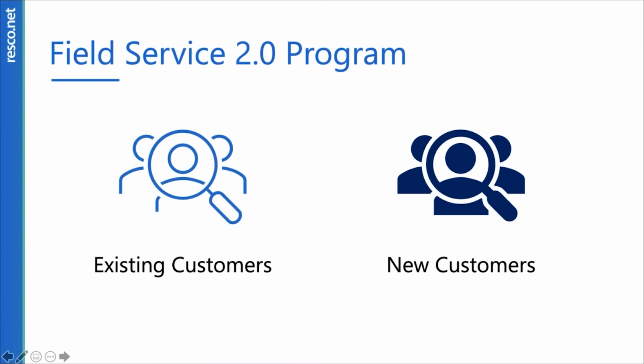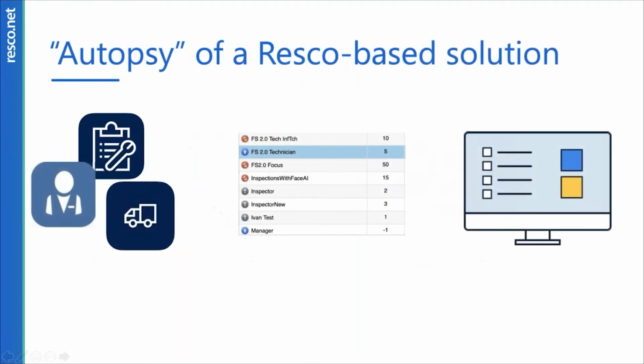At the same time, Field Service 2.0 is a great alternative for all new customers who find some limitations, roadblocks, or maybe dead ends with the new Power App and are looking for a more robust solution. So we believe we're a great fit for both. So that was it. Hopefully it makes a little bit more sense what Field Service 2.0 is. And also it should kind of outline what we're going to cover in the next 45 minutes. So let's start with the autopsy of a Resco-based solution.